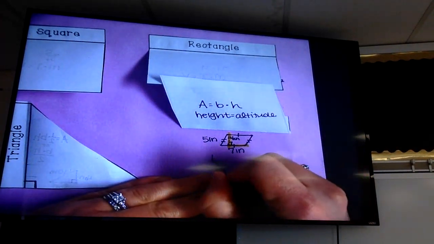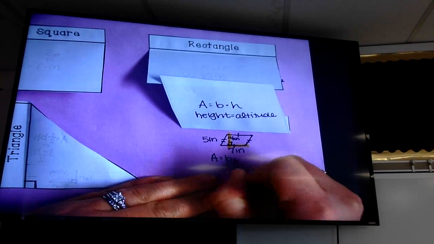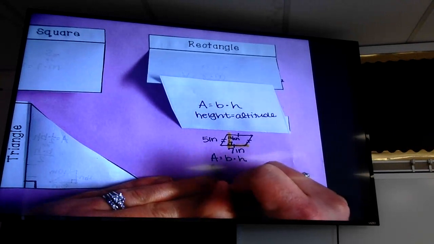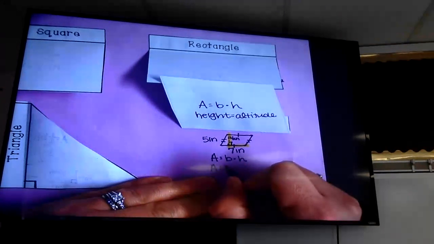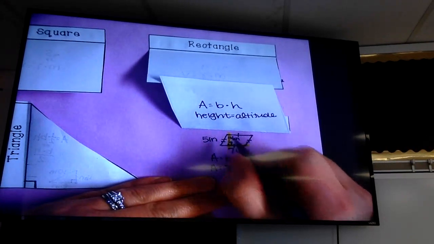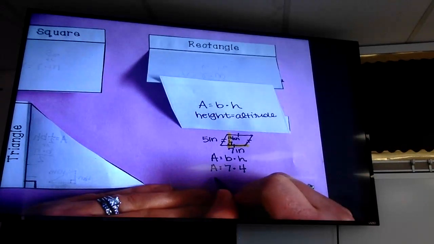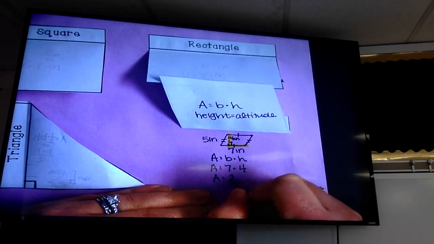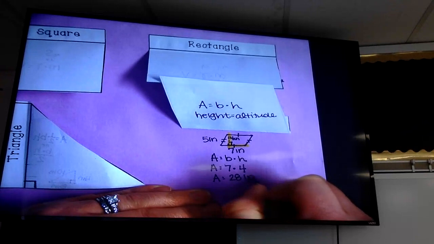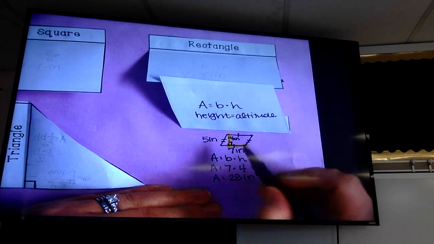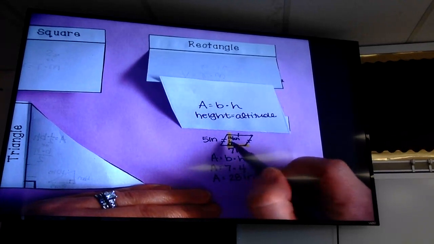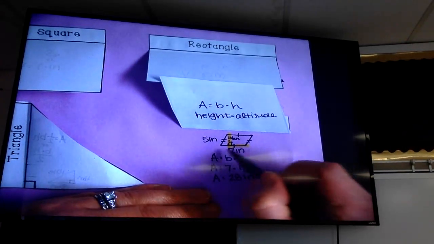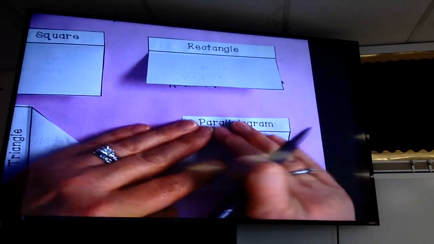So I'm going to say area equals base times height. Oh, here's my 90-degree angle. It's made up of the line that's worth 7 and a line that's worth 4. So my area here would be 28 inches squared. So be careful again. Your height is made up of the 2 lines that form the 90-degree angle. That lets you know what your base and your height is. It's a little bit tricky.